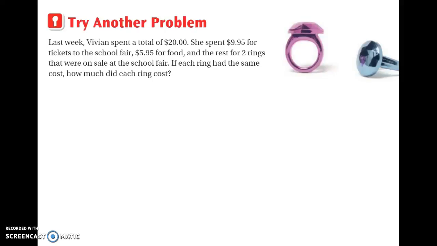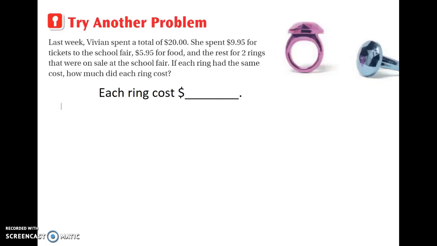All right, let's go. Last week, Vivian spent a total of $20. She spent $9.95 for tickets to the school fair, $5.95 for food, and the rest for 2 rings that were on sale at the school fair. If each ring had the same cost, how much did each ring cost? Great. All right. What is our first step? I hope you said it was to write an answer statement. So now our answer statement is each ring costs blank.